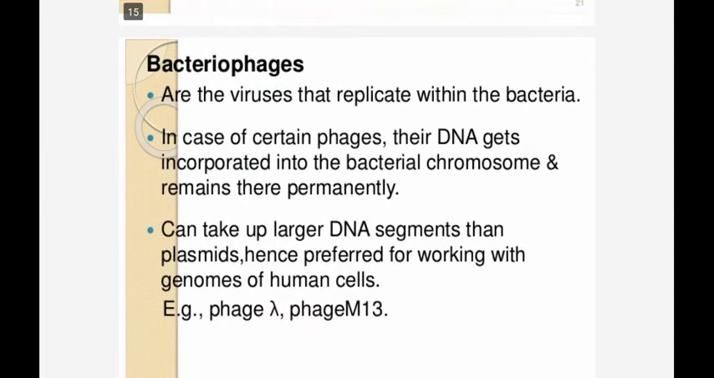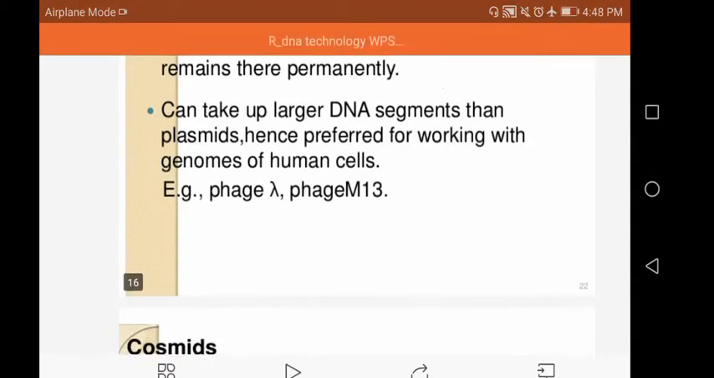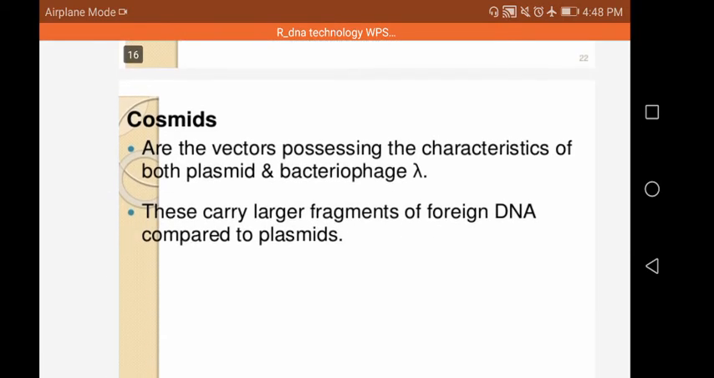Next, bacteriophages. These are viruses that replicate within bacteria. In the case of certain phages, the DNA gets incorporated into the bacterial chromosome and remains there permanently. They can take up larger DNA segments than plasmids, hence preferred for working with genomes of human cells. Lambda phage, M13, etc.